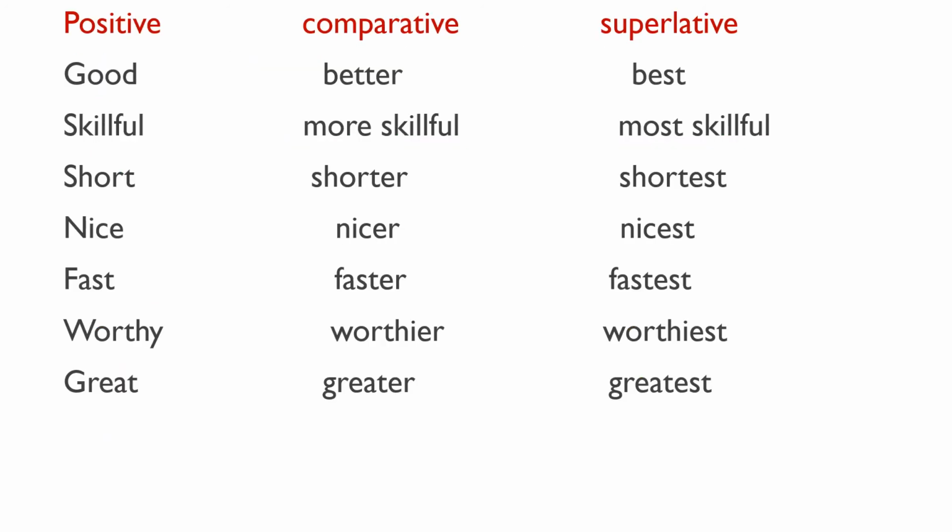Friends, I gave here some examples, some adjectives in three degrees. Positive degree, comparative degree and superlative degree. Good, better, best. This is the irregular adjective. Remember the difference between regular adjectives and irregular adjectives. Next one: skillful, more skillful, most skillful; short, shorter, shortest; nice, nicer, nicest; fast, faster, fastest; worthy, worthier, worthiest; great, greater, greatest.